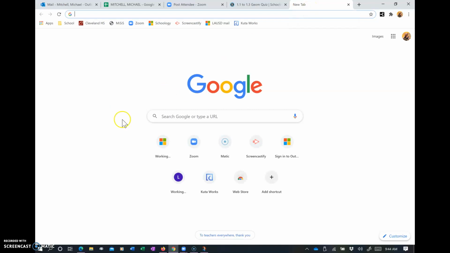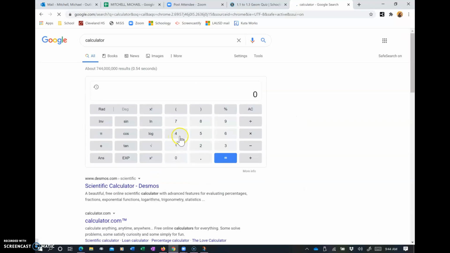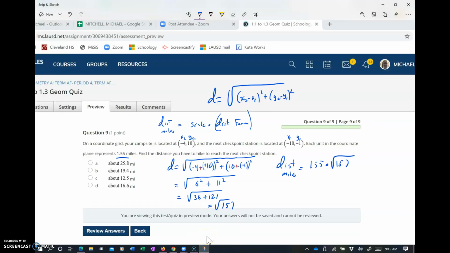Let's just get this up here quick. Calculator, 1.55 times square root 157. Close those parentheses. 19.42 is what I'm getting there. 19.4. Okay, and I got to go back to this, and I got a 19.4. That's rounded miles. That's right there. Hope that helps. Have a good morning.